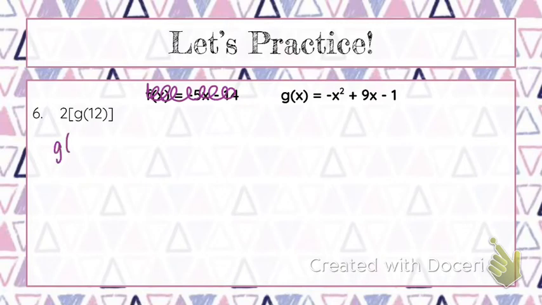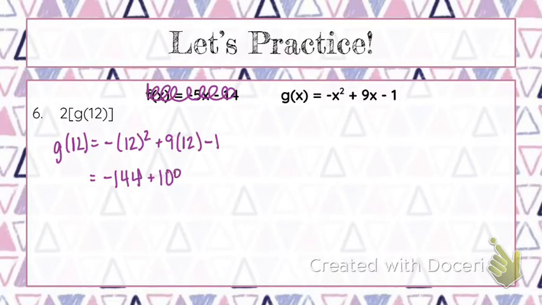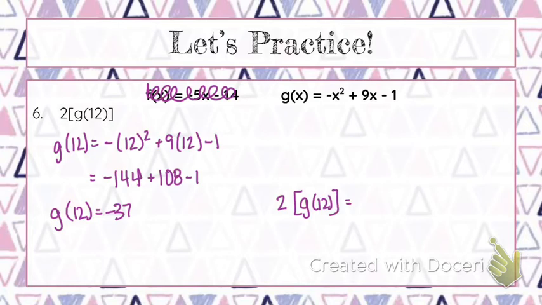We're going to do g of 12 equals negative x squared plus 9x minus 1, and put our 12 in where our x's were. We get negative 144 plus 108 minus 1. And that is going to give us g of 12 equals negative 37. But we want 2 times g of 12. So 2 g of 12 equals 2 times negative 37, which is negative 74.